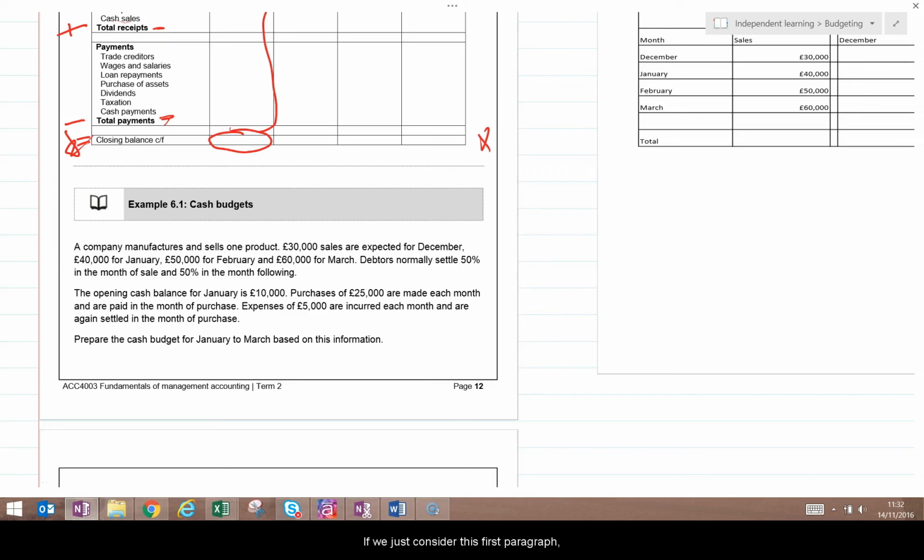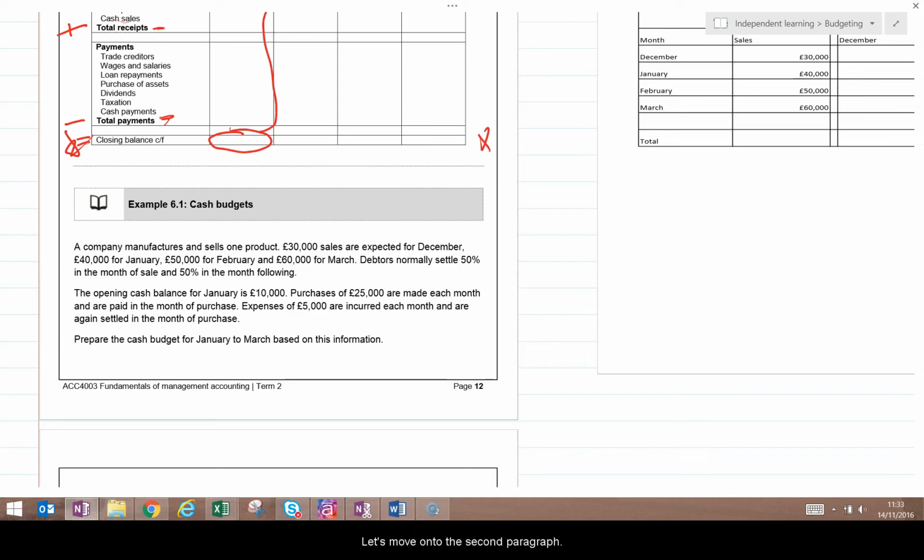So if we just consider this first paragraph, we've been told when the sales are made. Now for the cash budget, you're not interested in recording the date the sales are made. You are interested in recording the date the funds are received. So we're told that debtors will normally settle 50% in the month of sale and 50% in the month following. So we need to work out the total amount that we will receive each month from our debtors to go into the cash budget. So we'll look at how we do that in just a moment.